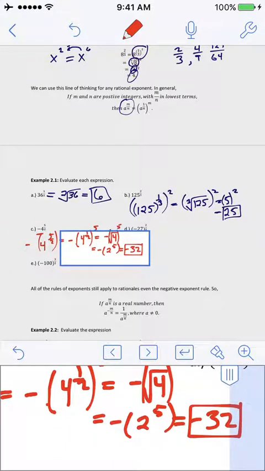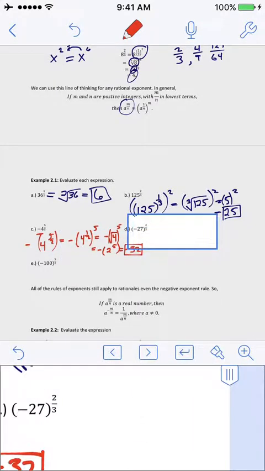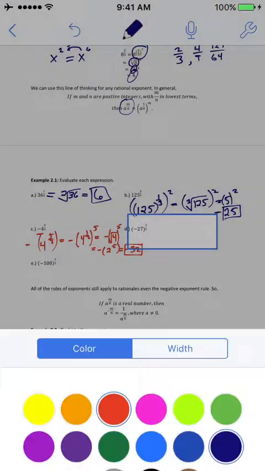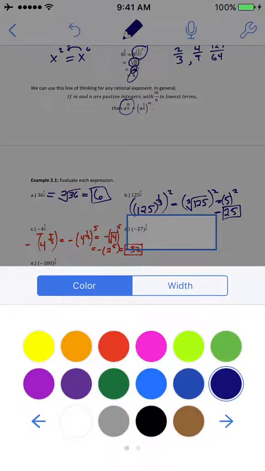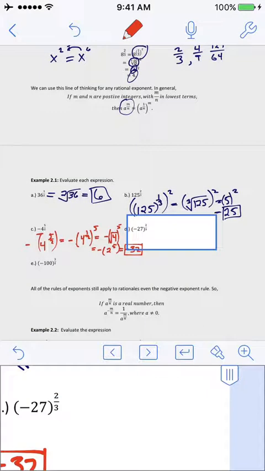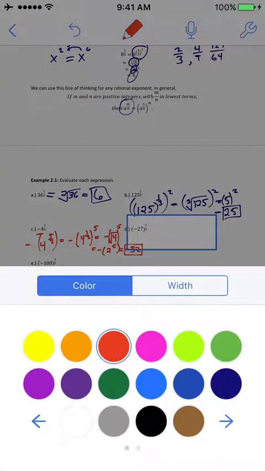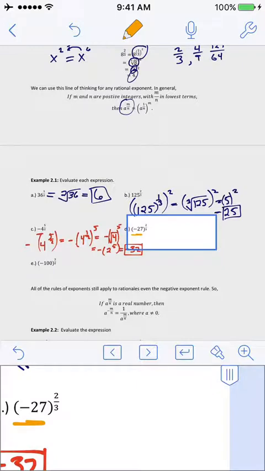Awesome. Let's do another one. This one, much easier, or not easier, I should say. I do not have to be as cautious because that negative is on the inside. The negative's on the inside. Still want to be cautious.